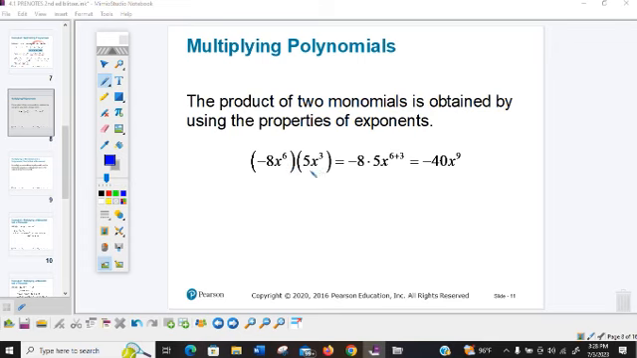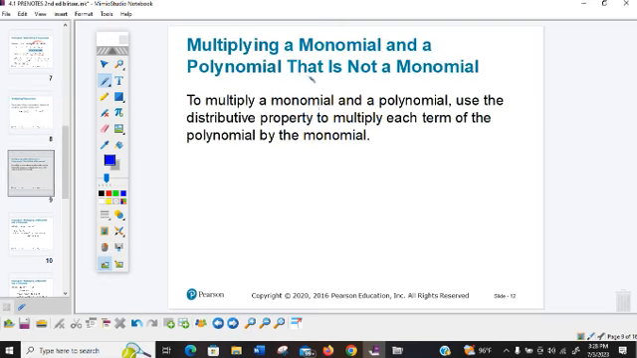So negative 8 times 5 gives me a negative 40. x to the 6 times x to the third, we're going to add those exponents up and we get x to the 9. When we multiply a monomial, that's one term, times something that's not a monomial, what we're doing is using the distributive property. So let's look at that.